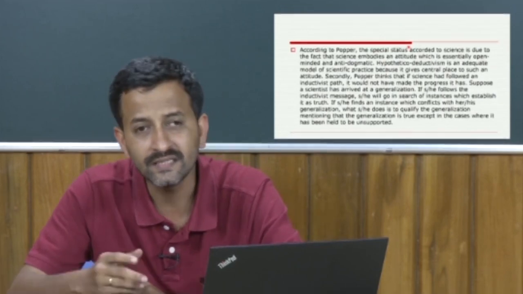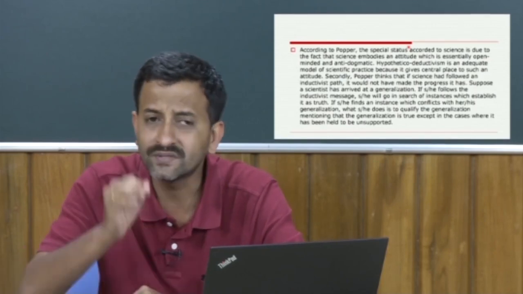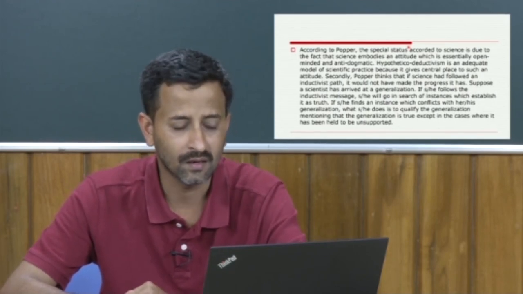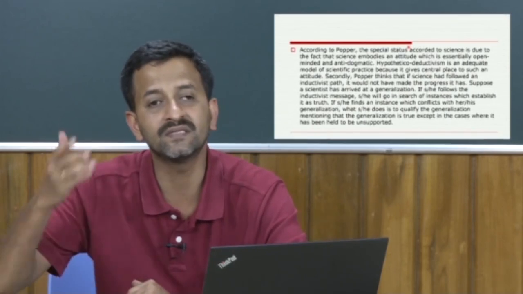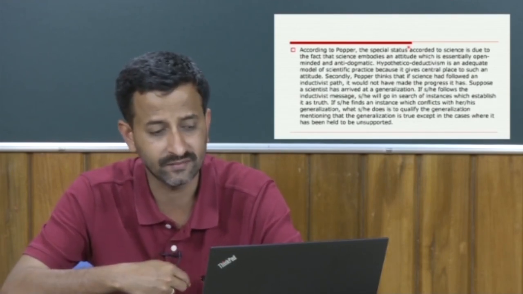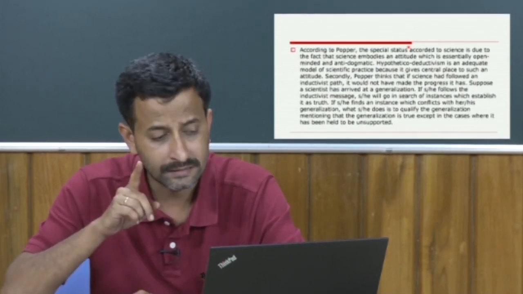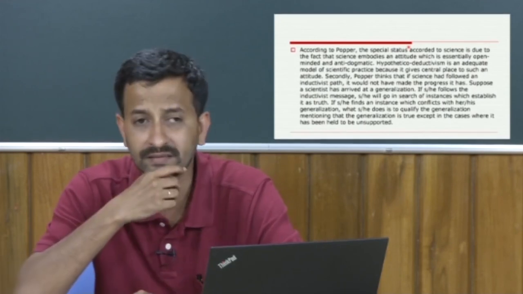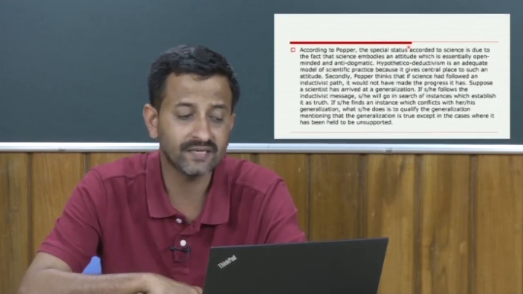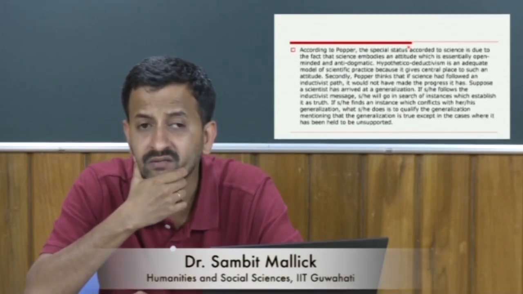Suppose a scientist has arrived at a generalization, a concrete generalization or conclusion. If she or he follows the inductivist message, she or he will go in search of instances which establish it as a truth. If she or he finds an instance which conflicts with the generalization, what she or he does is qualify the generalization, mentioning that it is true except in the cases where it has been held to be unsupported. Science, in fact, in this context, Popper is right.